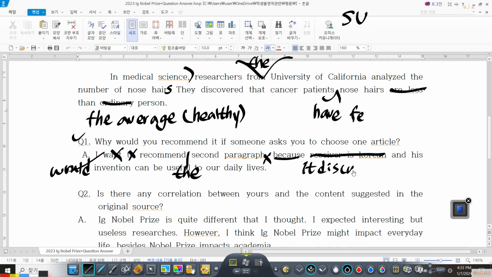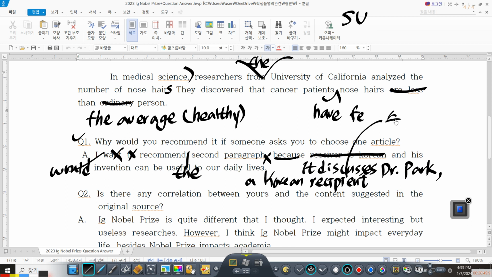Discuss Dr. Park, all right, comma, a Korean 대문자 recipient. What's a recipient? You don't know recipient? 수상자, 수령자, 수혜자, recipient. And his invention, okay, good. Or I will get rid of this and the conjunction because let's use this. The rest, his invention can be used.